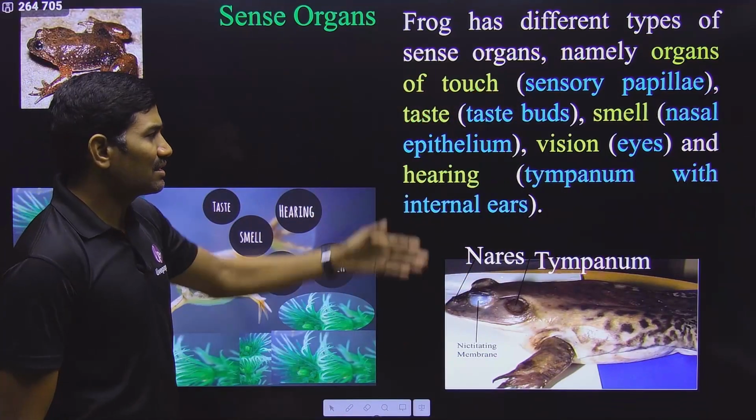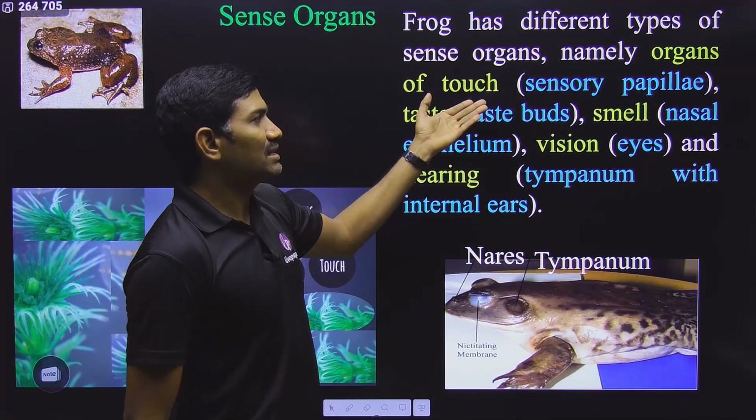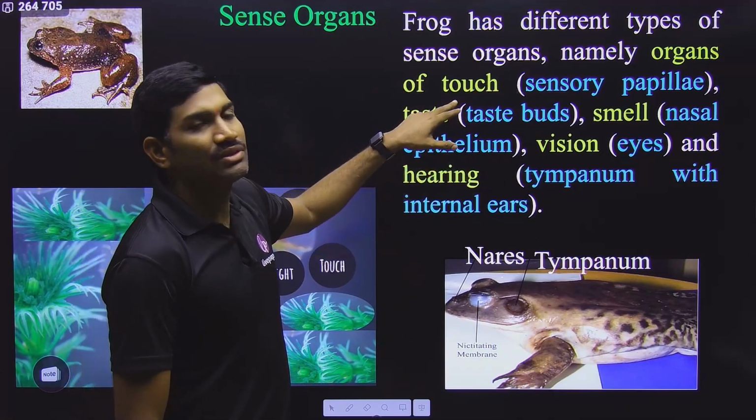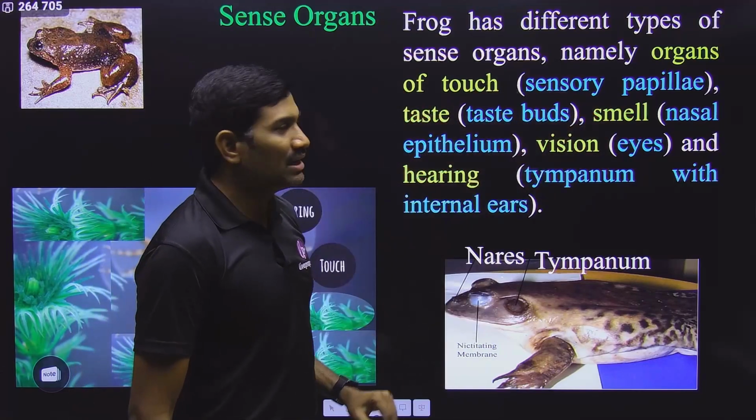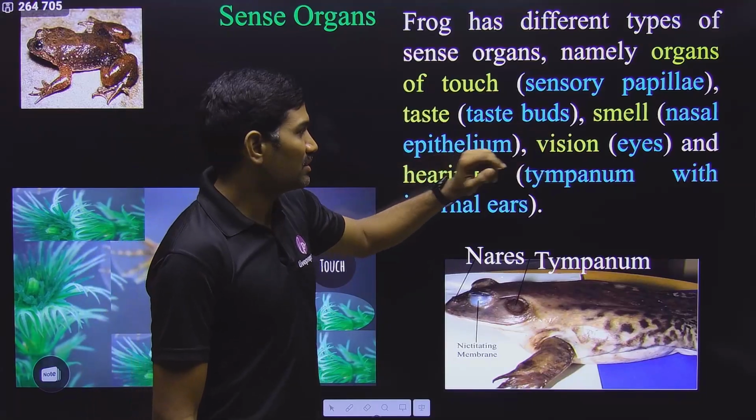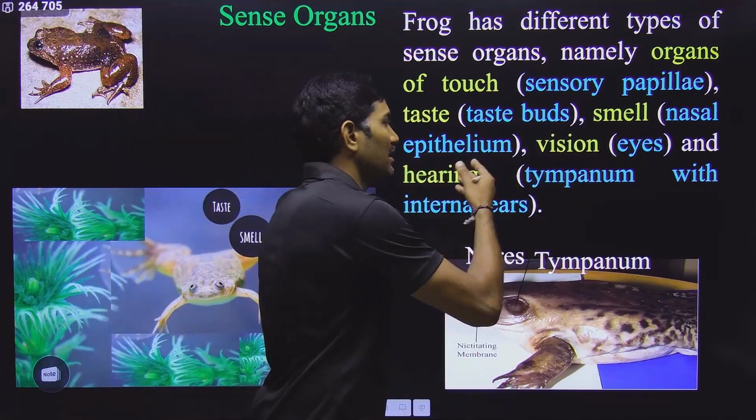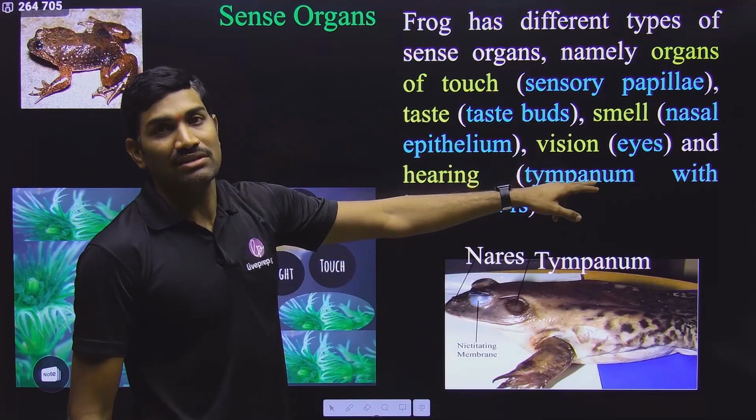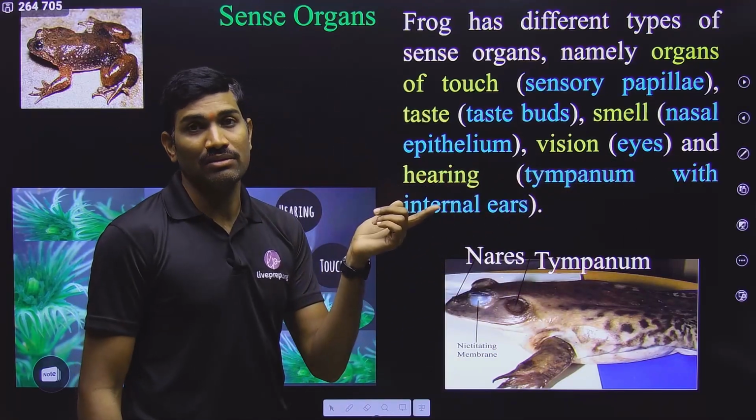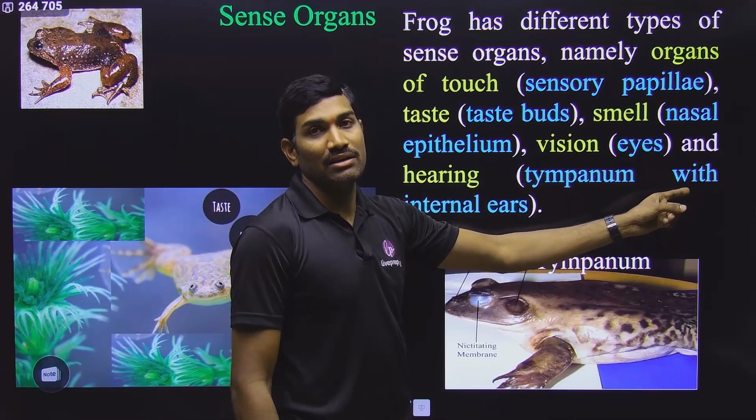Next one, sense organs. What are the various sense organs present in the frog? Simply, names they have given here. Some sense organs are involved in recognition of touch; mainly sensory papillae are present. For recognition of taste, taste buds are present. For recognition of smell, what is there? Nasal epithelium is there. And for vision, for light sensitivity, eyes are present, and these are simple eyes like the human. The cockroach eye is a compound eye, but the frog eye is a simple eye like the human eye.